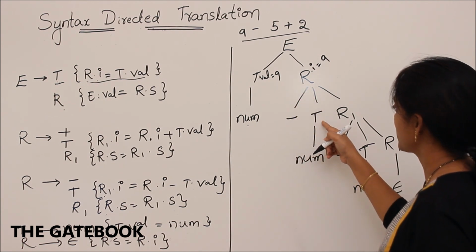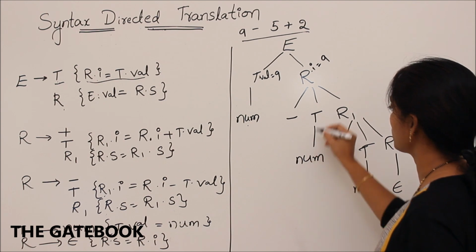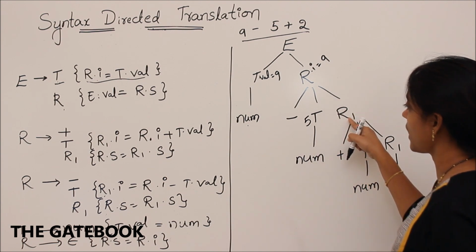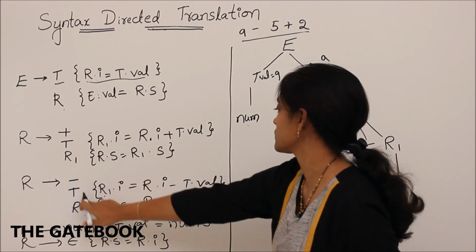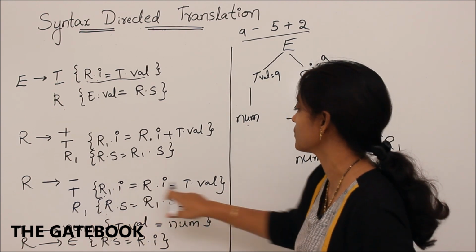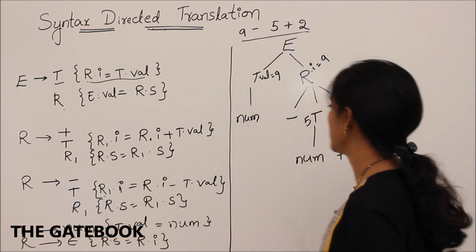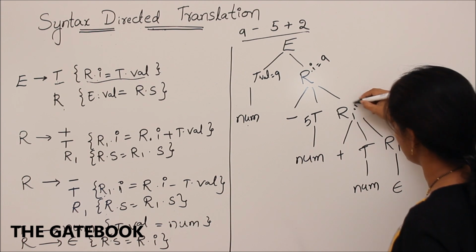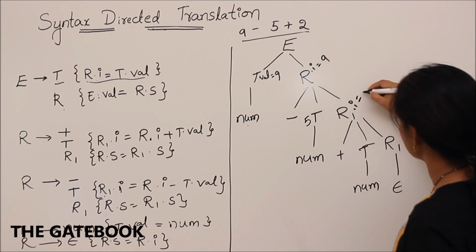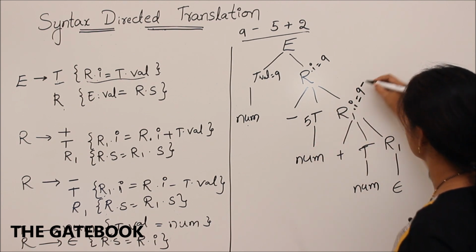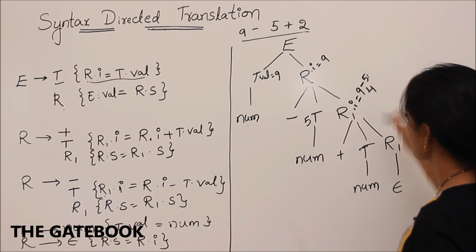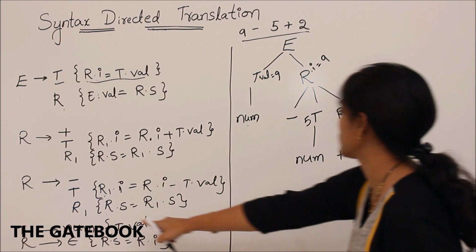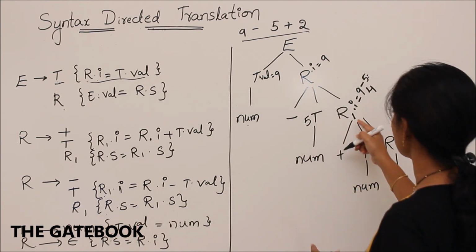Now minus T derives number, again we need to copy the value of this number, that is nothing but 5, and before we move to R, for R productions also there is a rule that for R1 we need to compute inherited attributes, that is R dot I 9 minus T dot val 5, that is 4. So we should compute R1 inherited attribute value before we move to R1's production. Now we come back to R1.